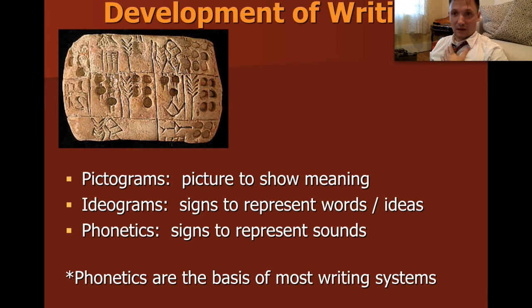Now, ideograms then gave way to phonetics. Now, we have a phonetic alphabet. Phon is actually derived from the Phoenician people, and phonetics is the idea of a sign representing not an idea, not a word, but a sound. For example, A is ah, B is b, C is k, right? That's a phonetic alphabet. So, phonetics are the basis of all writing systems today.